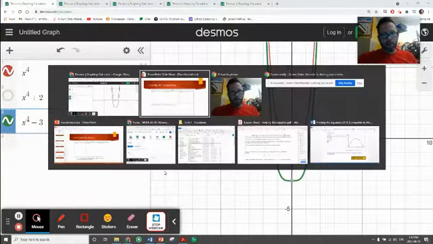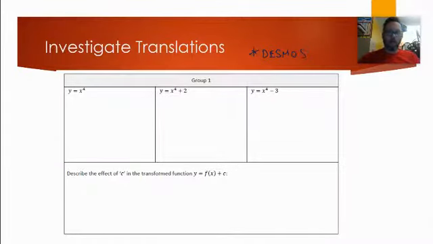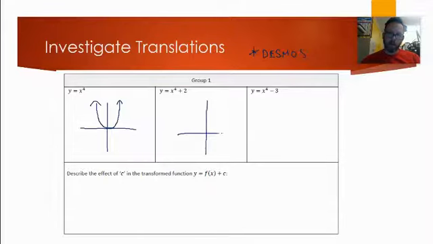So I'm just going to transfer a very rough sketch to my notes here. Basic quartic function. And then we saw x to the 4 plus 2 is just shifted up, same general shape. x to the power 4 minus 3 is shifted down.